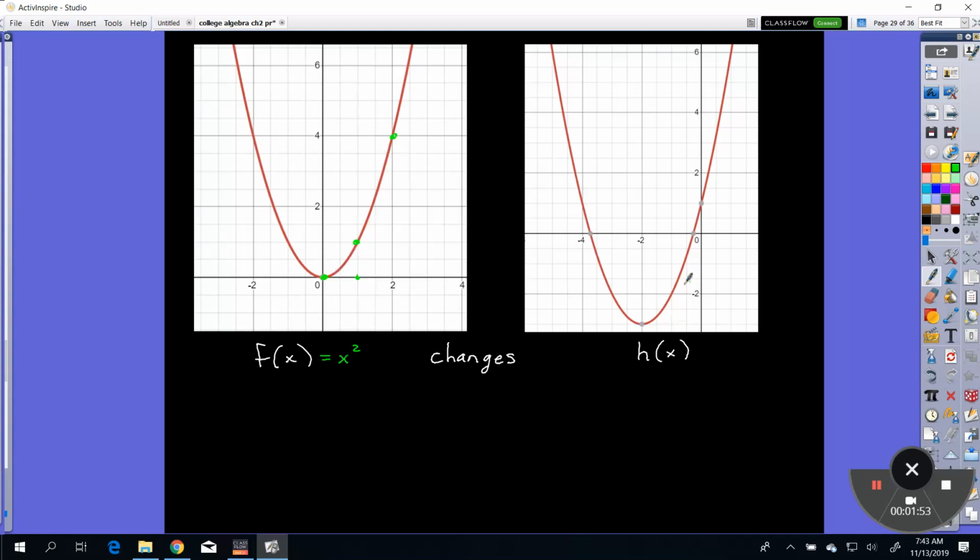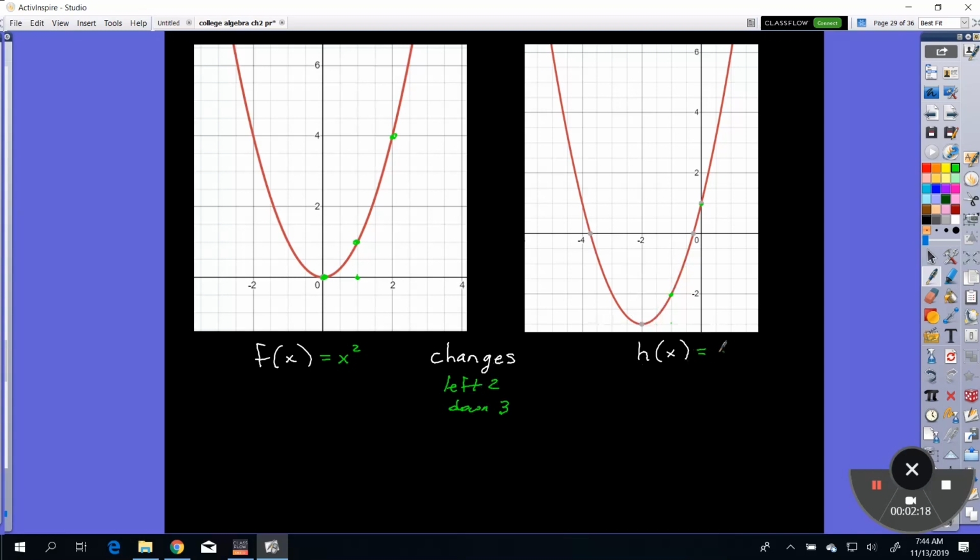Okay, so now I look over here at my changes. This graph has gone left 2 and down 3, so I write that. Left 2, down 3. When I go right 1 to the center, I go up 1. When I go right 2, I still go up 4. So nothing has changed. It's not steeper. It's not reflected. All that has changed is it's moved left 2 and down 3.